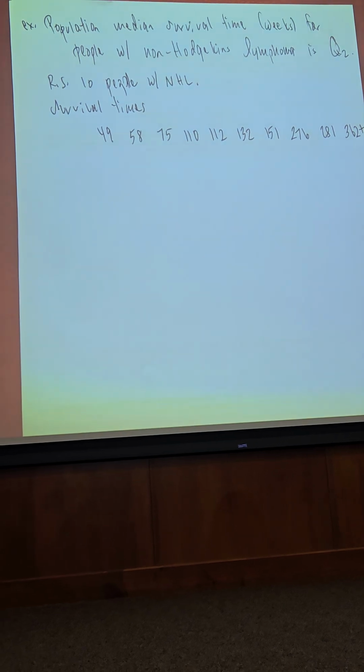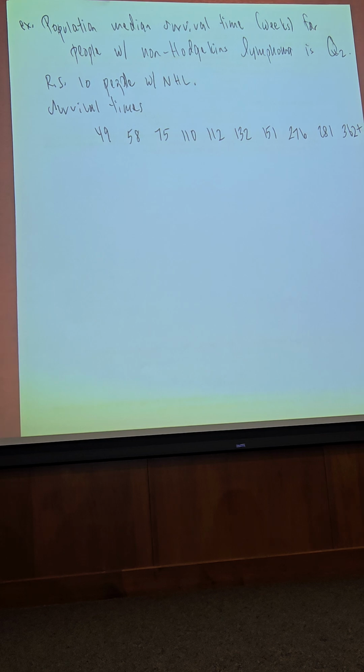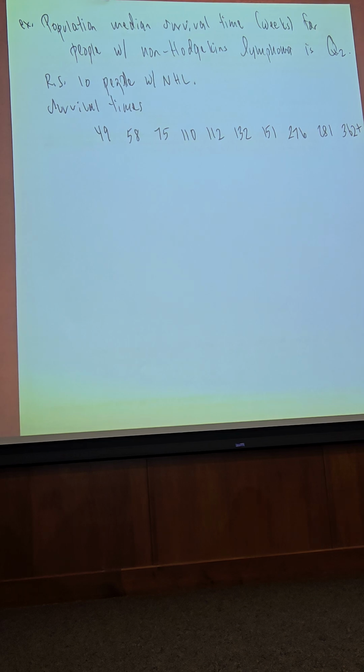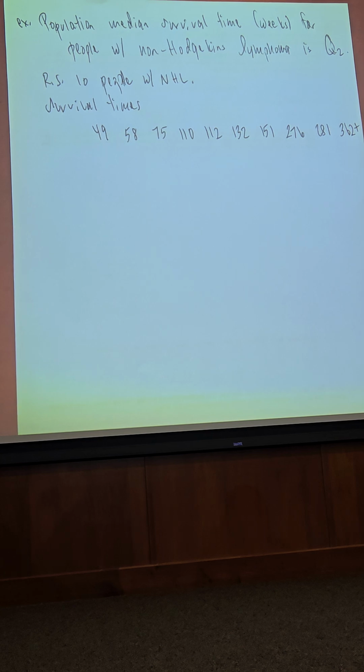Okay, so this is the number of weeks that these patients survive with non-Hodgkin's lymphoma. The last data point, 362 plus, is known as a censored data point. That last patient survived for 362 weeks. The study ended, but the person was still alive, so I don't know technically how long that person lived. It was at least 362 weeks, could be because they simply did not pass away during the course of the study. Does that make sense?